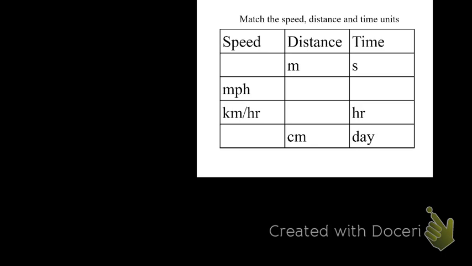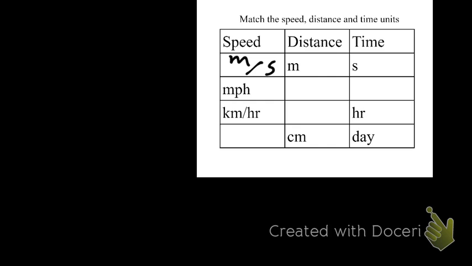So next, we're going to do a little practice on that. If we want to know what our speed or our velocity units are going to be, and we know our distance and time units, we can put those together. Like this first one tells us our distance is measured in meters and our time is measured in seconds, so we know that our speed is going to be measured in meters per second. So you take your distance over your time, meters per second.